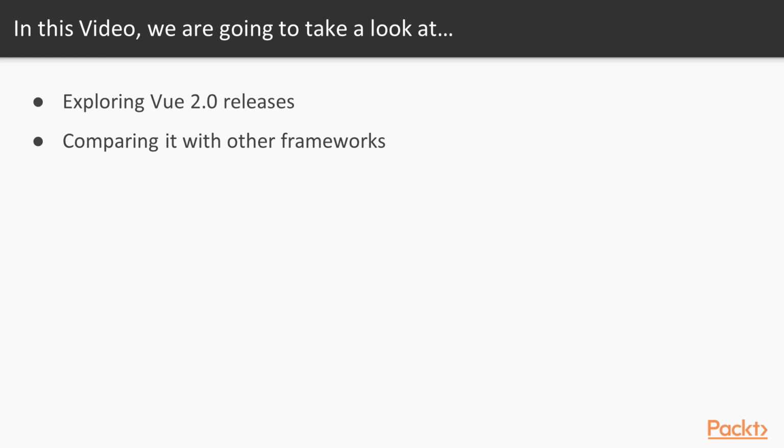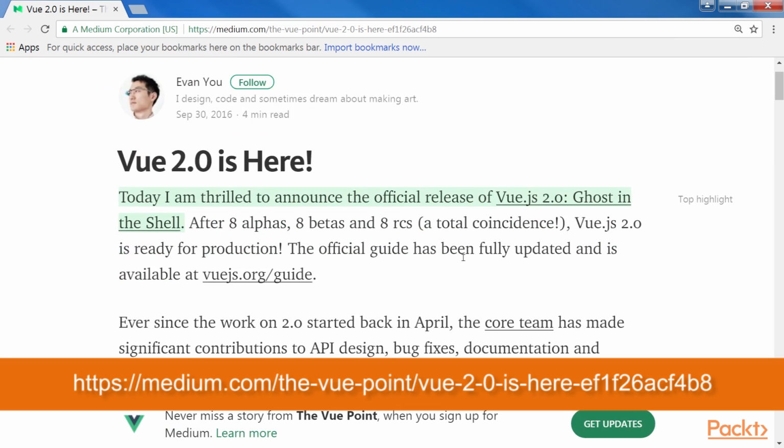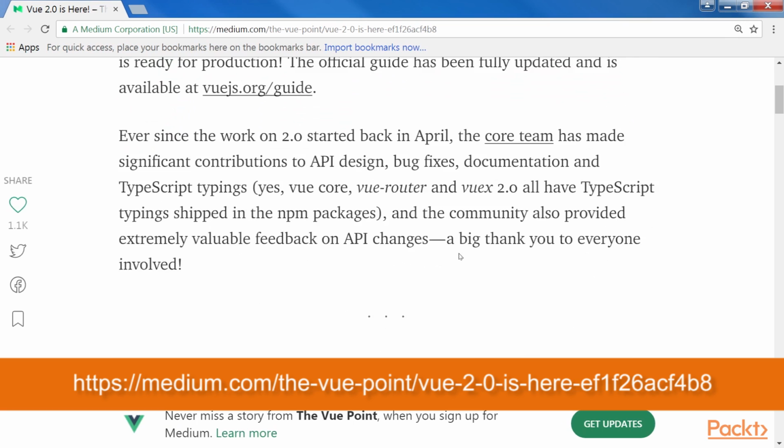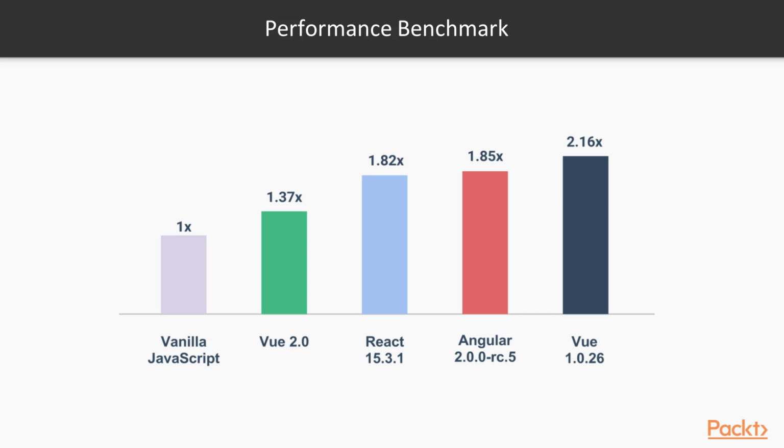In this video, we will look at the release of Vue 2.0 and compare it with other frameworks. Vue 2.0 launched on September 30th, 2016. Check out this post of Evan You at this link. Across this book, we used the newest version. However, I tried to reference the way of doing things in the first generation of Vue whenever it was necessary.